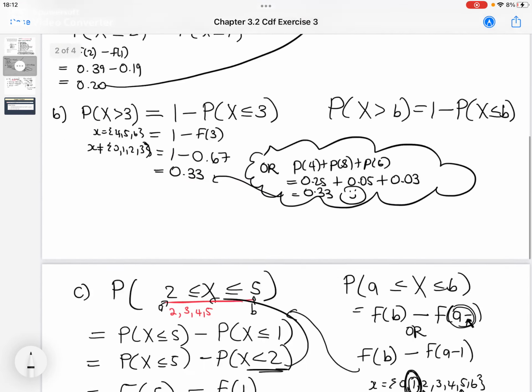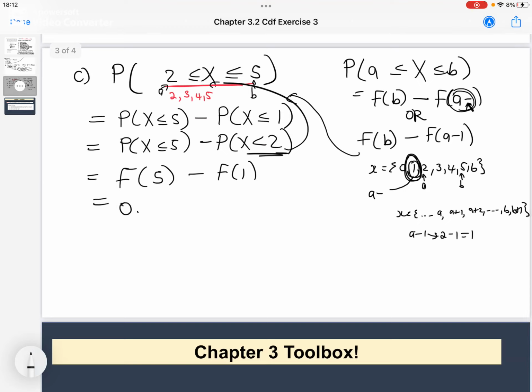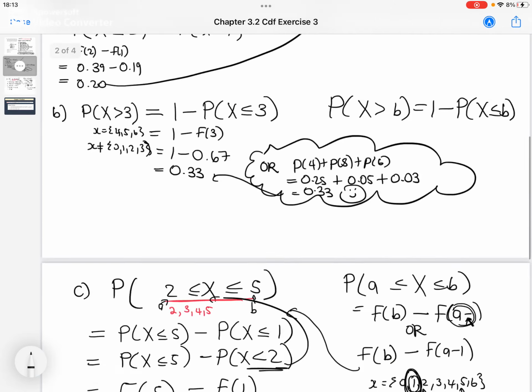F1 is included in this row here. So F1 is 0.19. So F of 5 is 0.97 minus 0.19. Alright? So then that should be equal to 0.78. Cool, 0.78.